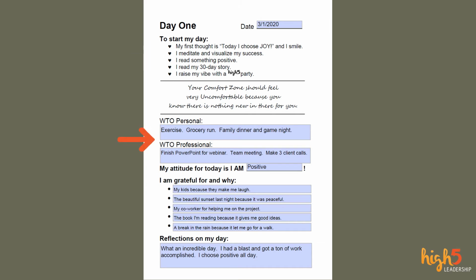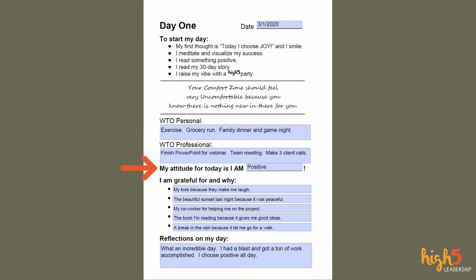Below that, you will see a section for WTO, what's the outcome for the day? There's a spot for today's personal outcome and today's professional outcome. What am I focused on for the day? And ideally, these will be moving me towards my 30-day outcomes.